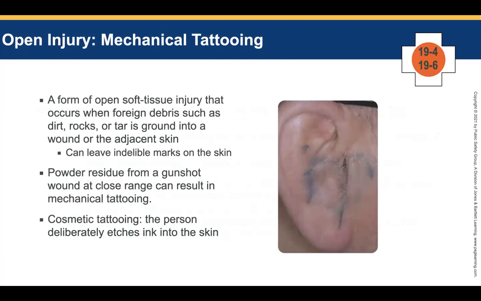Mechanical tattooing. This is an open soft tissue injury that occurs when foreign debris such as dirt, rocks, or tar is ground into a wound. We go back to that abrasion, and now we introduce some type of debris, rocks and dirt and stuff, and it gets ground in underneath the skin, and that's mechanical tattooing. And then there's even cosmetic tattooing. We've seen people with tattoos, and that's where they're injecting or putting ink underneath the skin, and that's tattooing.